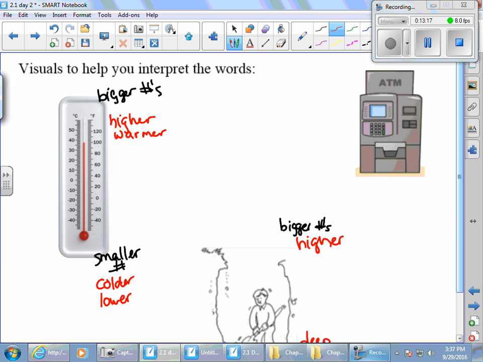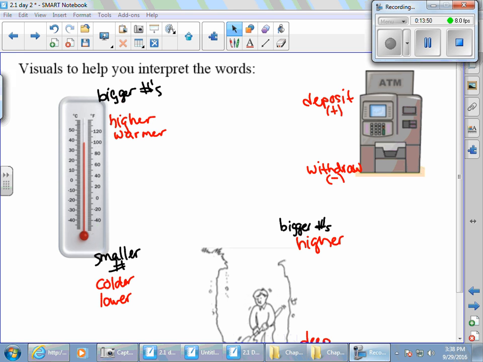Here, when we're talking about ATMs, we're looking for probably deposit, withdraw, so this would be a negative, this would be a positive. Deposit means put in, withdraw means take out. I think those are good starters.